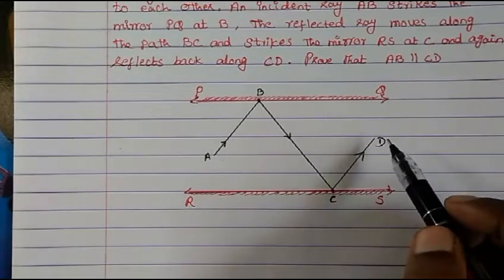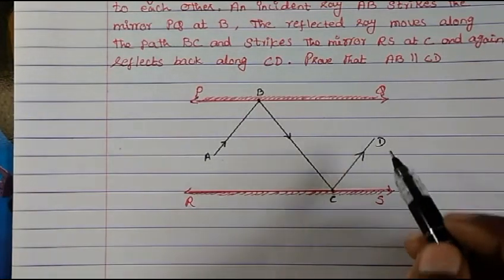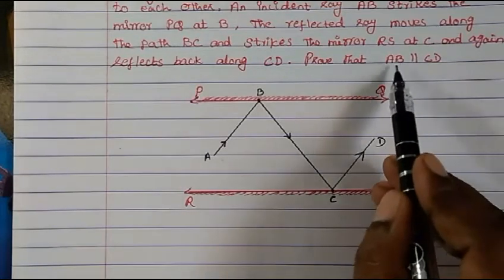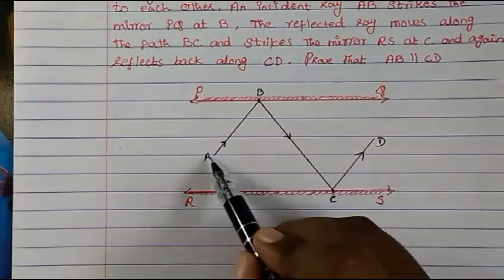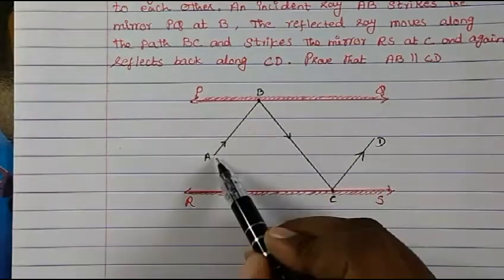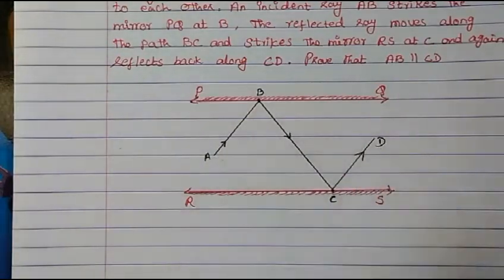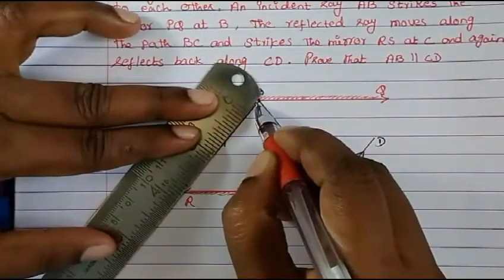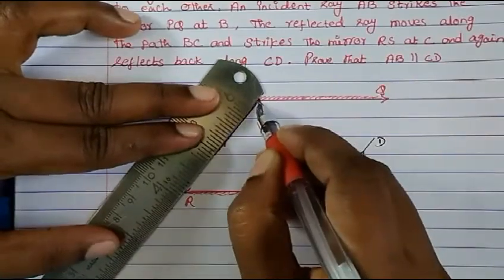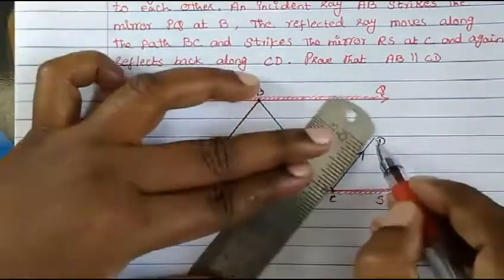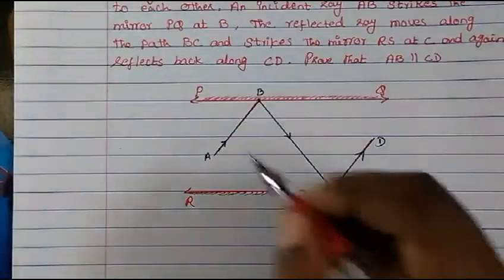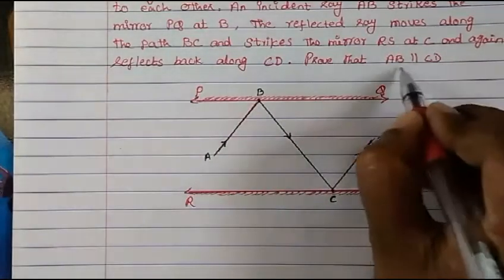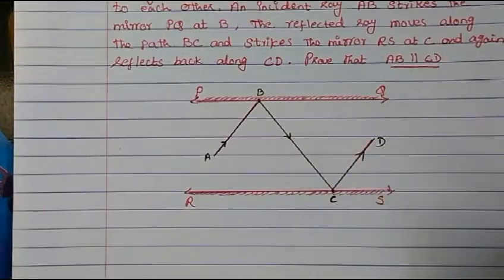So now what do we have to prove? We have to prove in the question that AB is parallel to CD. This AB is parallel to CD. This is what we have to prove. I am just going to highlight that once again, because this is what we have to prove, that these two are parallel. So AB is parallel to CD.